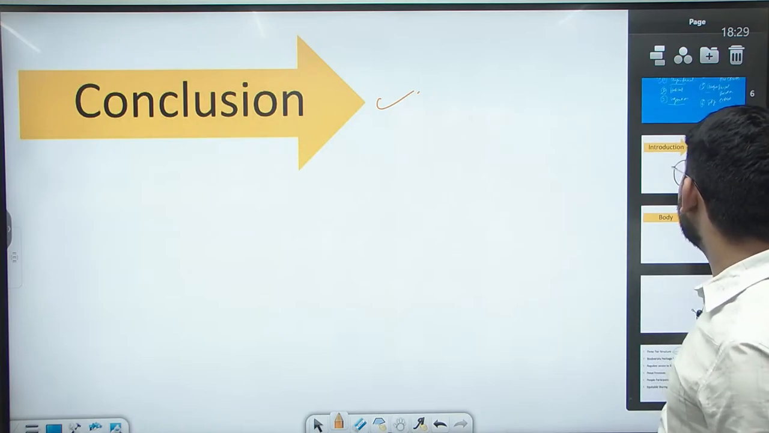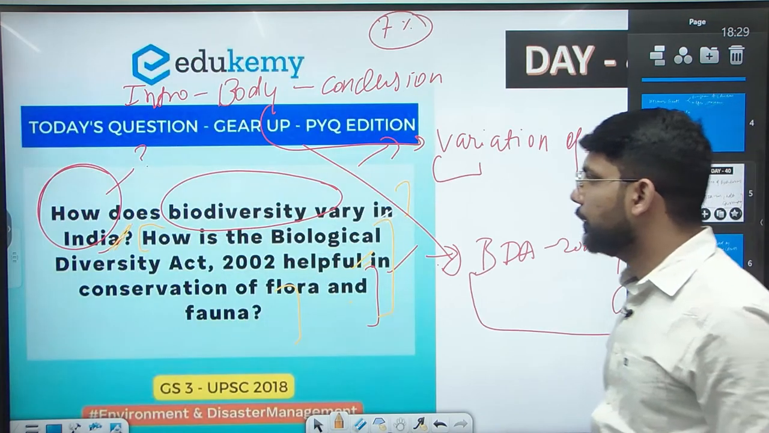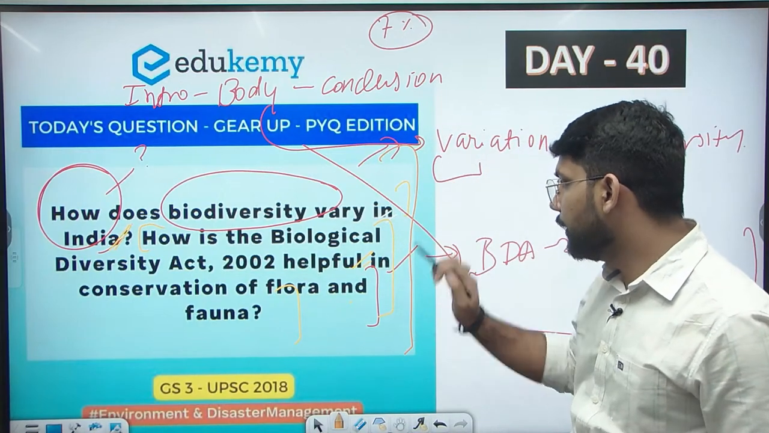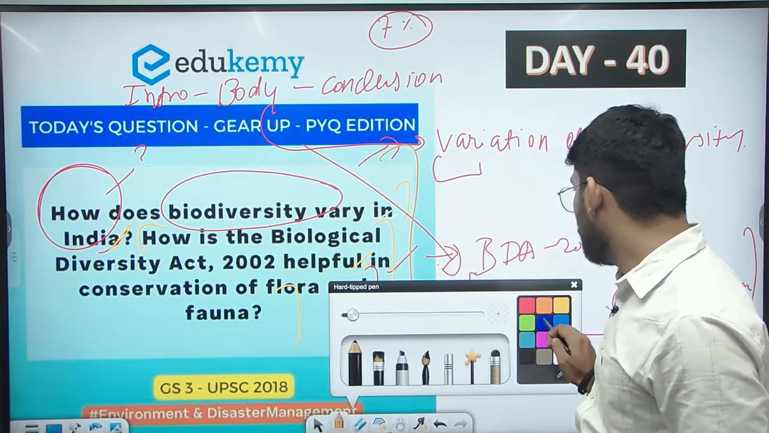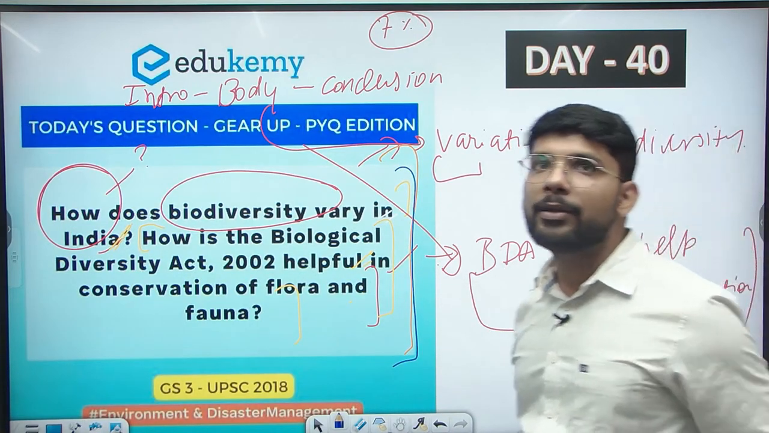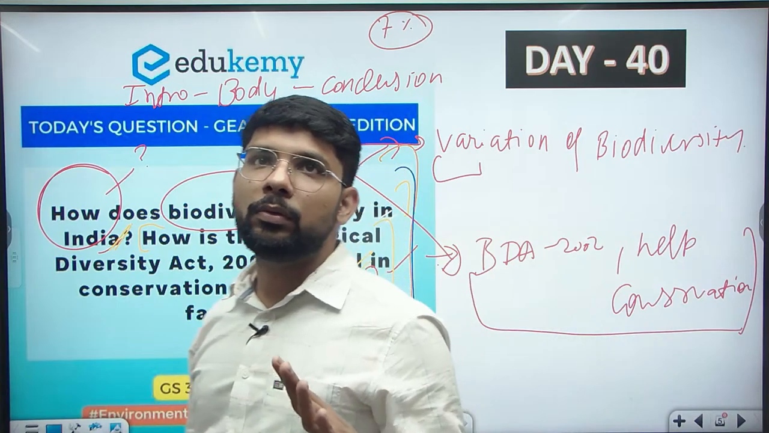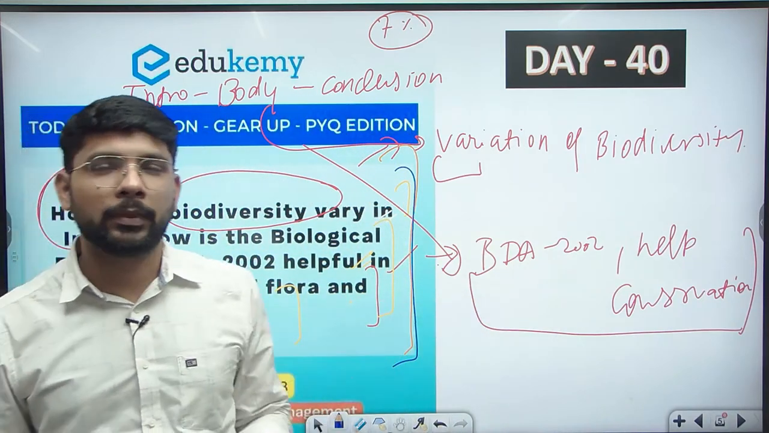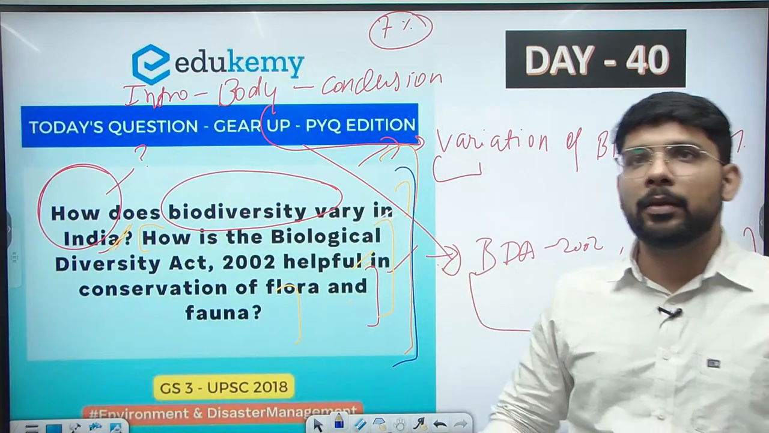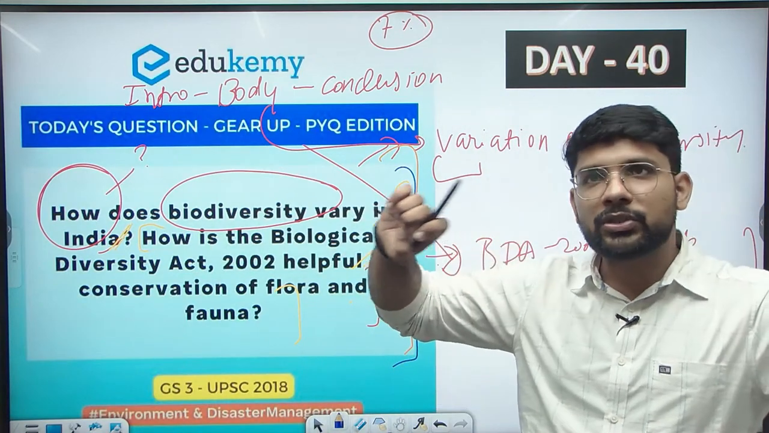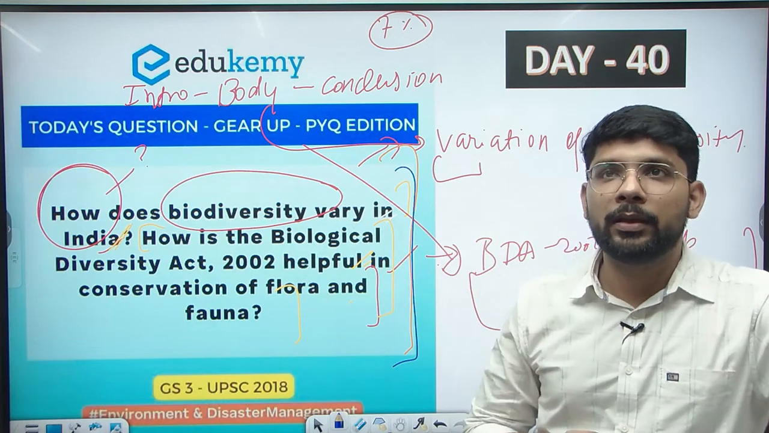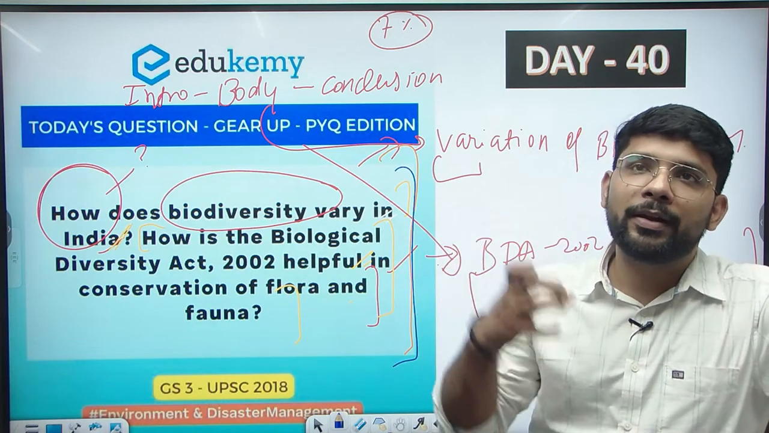If we see the question again: how does the biodiversity vary in India? How is the Biological Diversity Act 2002 helpful in the conservation? So the conclusion will be a balanced conclusion. We can write about the protection level. We need to focus on the implementation level. There should be proper implementation of the Biodiversity Act.